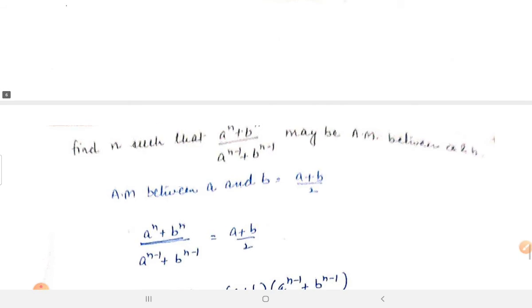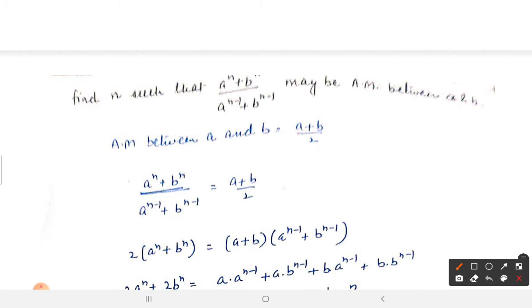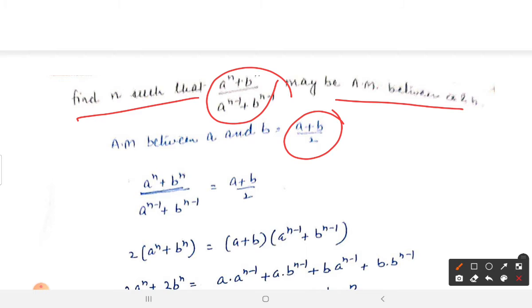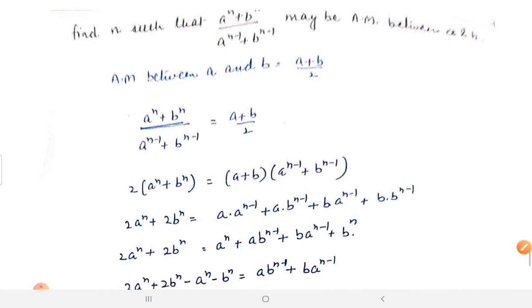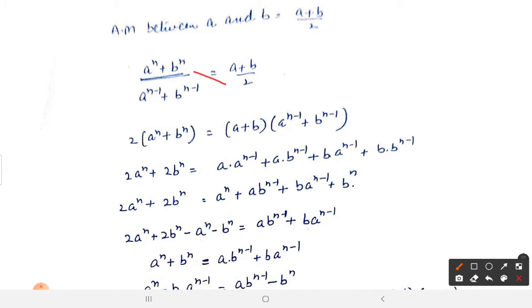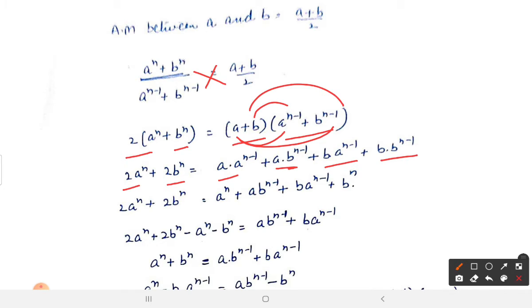Next, again the same type of question. Find the value of n such that this term is the arithmetic mean between a and b. So arithmetic mean between a and b means (a plus b) by 2. So let this be equal to (a plus b) by 2. Take this equal to this and now cross multiply. 2 times (a^n plus b^n), (a plus b) times this. So we have a times a^n, a times b^n, multiply this with this, a into a^(n-1), multiply this with this, a into b^(n-1), multiply b with a^(n-1), multiply b with b^(n-1).